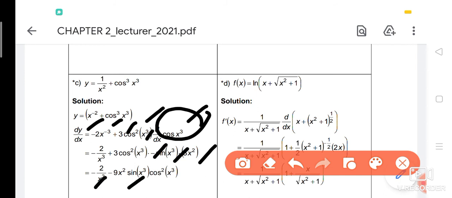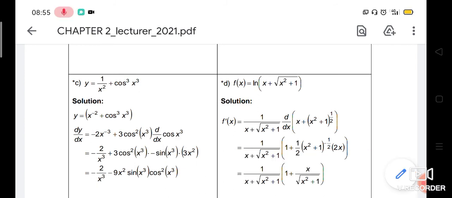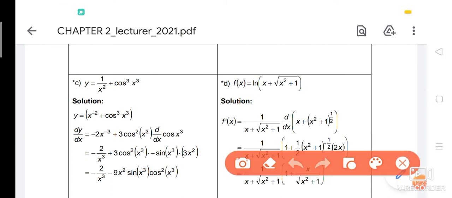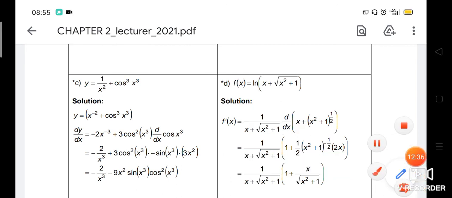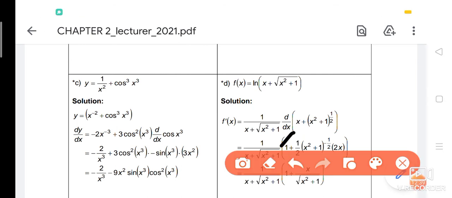Okey, ikutlah nak susun yang mana satu, sin dulu ke cos square dulu. Okey, number D. Given f(x) equal to ln of x plus square root x square plus 1. Yang ni melibatkan ln f(x) lah. So formula dia adalah f prime x equal to, untuk number D ini adalah our f(x). So f prime x is equal to 1 over f(x), tiru je. Lepas tu differentiate f(x). Differentiate each term lah. Differentiate x akan dapat 1. Differentiate square root ni adalah composite function.